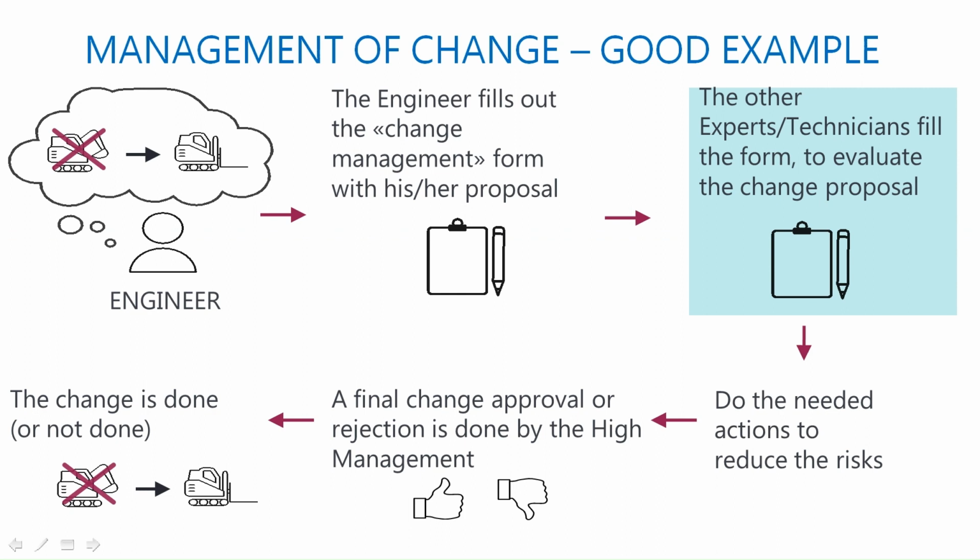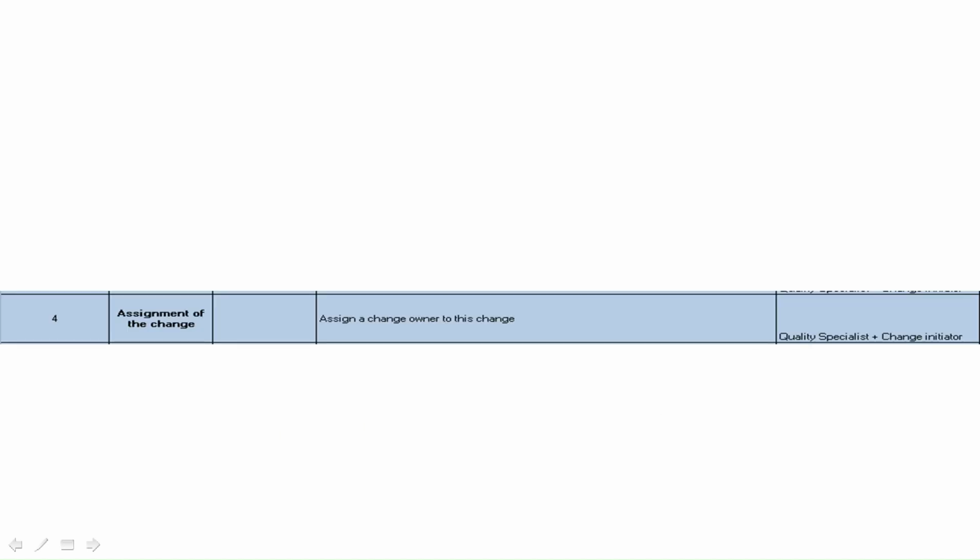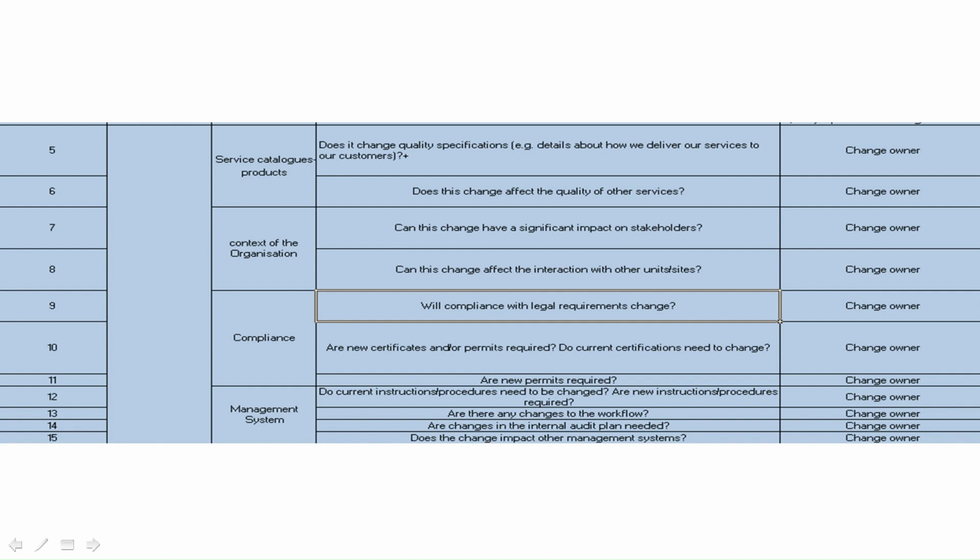The following step is that the other managers read his or her proposal and make evaluations of the risks and opportunities of this possible change. These evaluations need to be written in the form. Again, here are the screenshots of how these steps are covered in the form. First, the change is assigned to a change owner. This person will coordinate this process until the final decision. This person does not need to be an expert on all these topics.